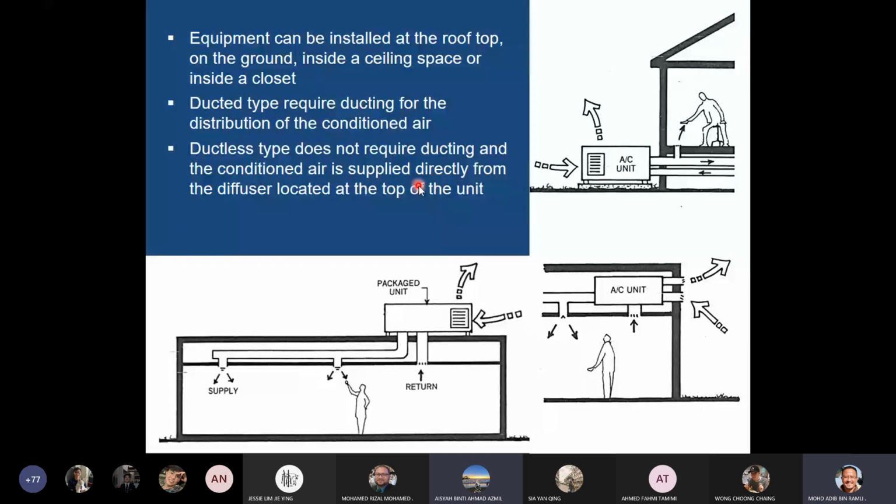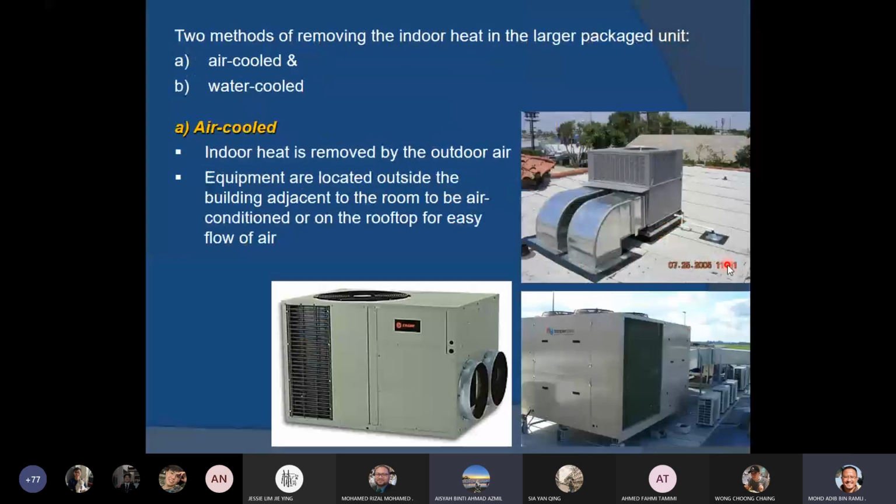Okay, so there's another type which I'm going to show later, which does not require ducting, which looks slightly different from this. There are two methods of removing the indoor heat in the larger package unit. First one is air cool, and the second one is water cool. Right, so the air cool is basically where the indoor heat is removed by the outdoor air. So this is the one that I've shown from the earlier slides.